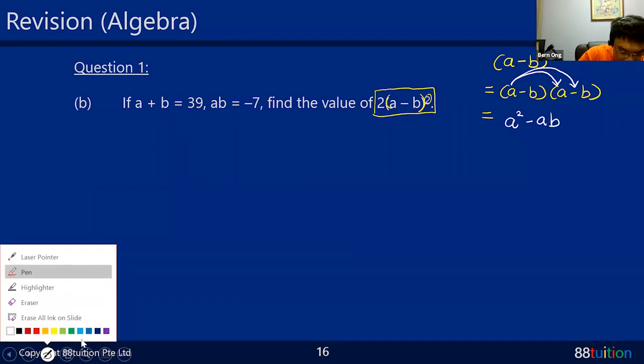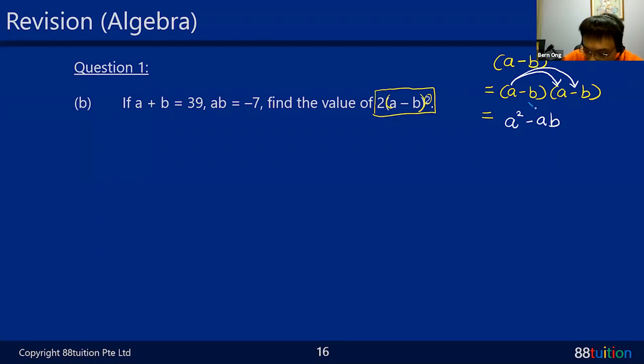Remember, everybody must touch everybody. All right. Negative B times A, negative B times negative B. Negative B times A is negative BA. Negative B times negative B is positive B squared. You will learn this type of expansion when you're in Sec 2.